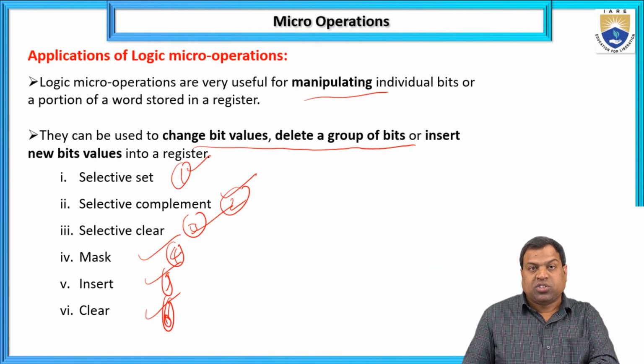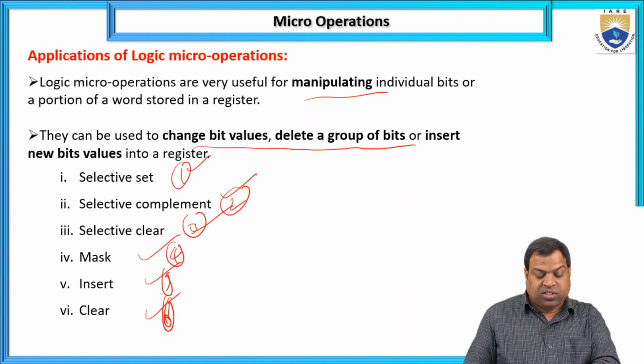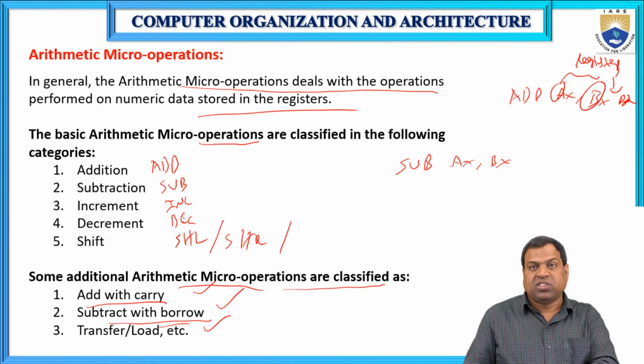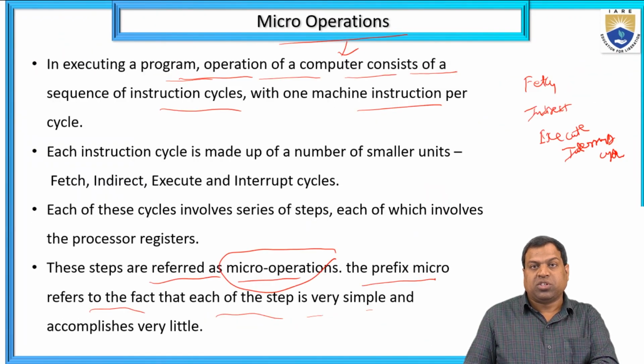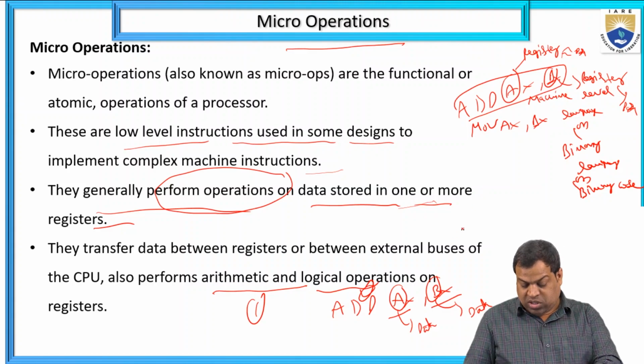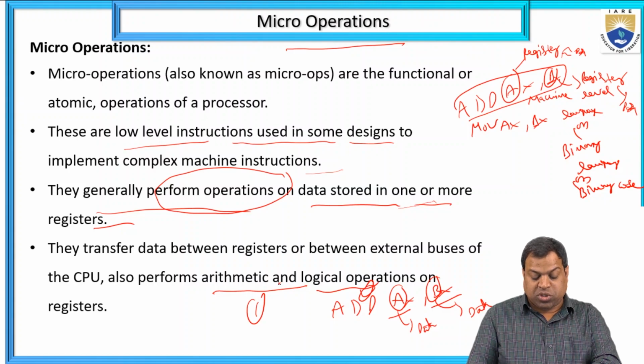In the logical operations, how many types are there? Selective set, selective complement, selective clear, mask, insert and clear. So mask micro operations are covered; we are majorly discussing arithmetic and logic operations. With micro operations, we are designing and implementing complex machine instructions. We are using micro operations also for storing data in one or more registers, and for transferring data from one register to another register. Majorly, micro operations are of two types: arithmetic and logical micro operations.